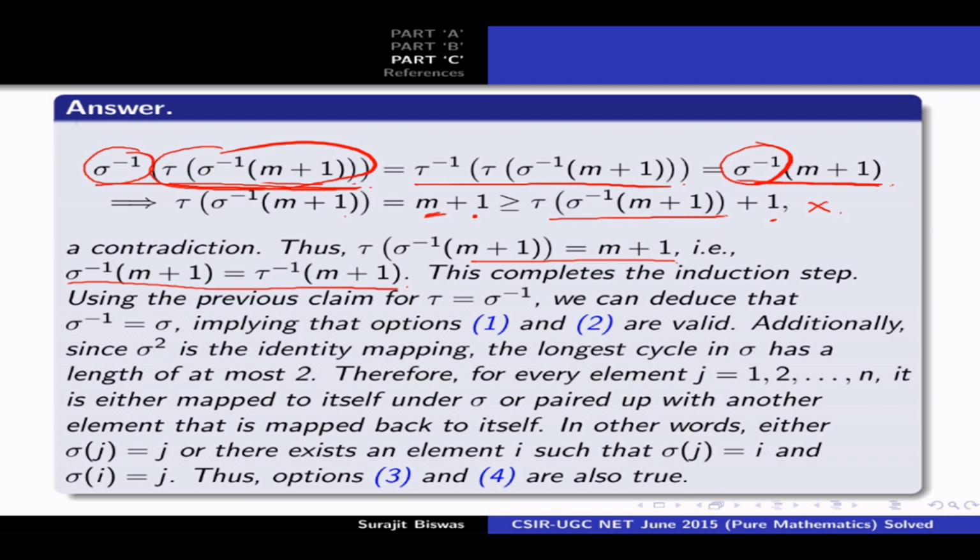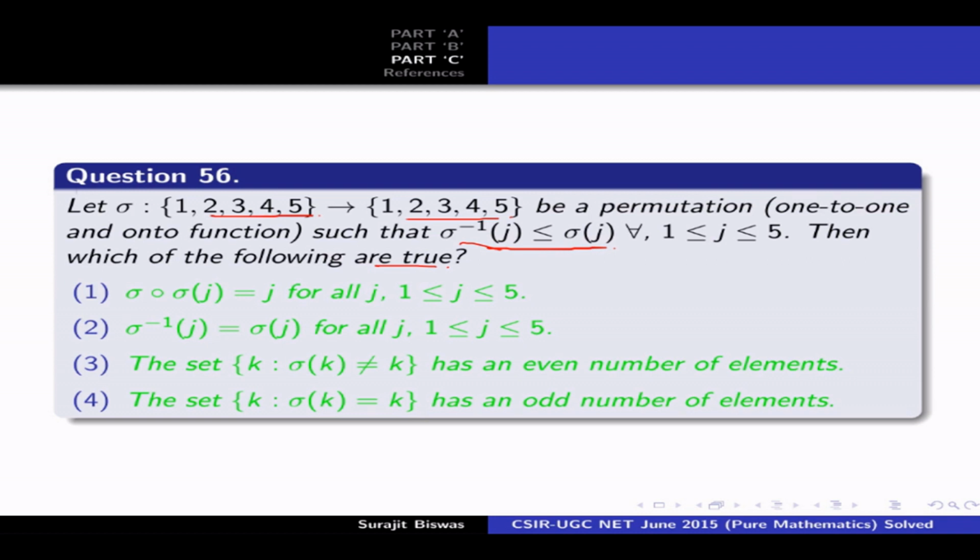Using the previous claim for tau equal to sigma inverse, we can deduce that sigma inverse equals sigma. Now, in option 1 we have sigma composed with sigma of j equals j for all j. This is true because we have shown that sigma equals sigma inverse. Option 2 is also correct, and option 3 says the set of k such that sigma of k is not equal to k has an even number of elements.